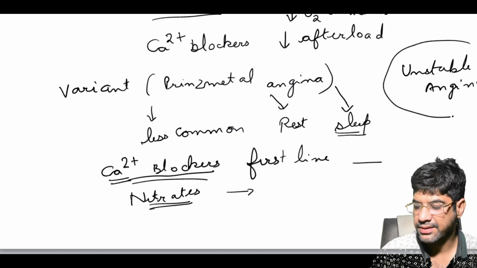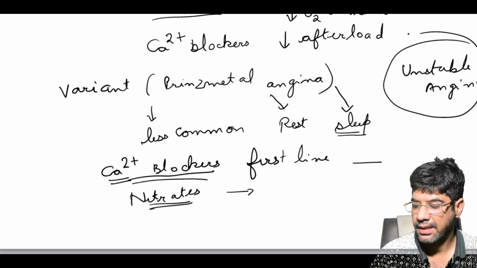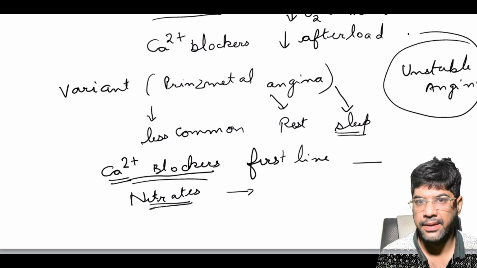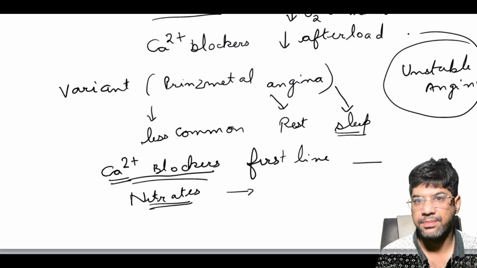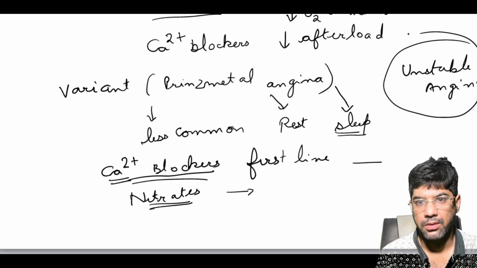The third form is the unstable angina. In unstable angina, there is an increase in the frequency, duration, and severity of the angina attacks. It occurs due to the rupture of the atheromatous plaque leading to platelet aggregation and coronary artery occlusion. Complete coronary artery occlusion can lead to myocardial infarction, that is the heart attack.